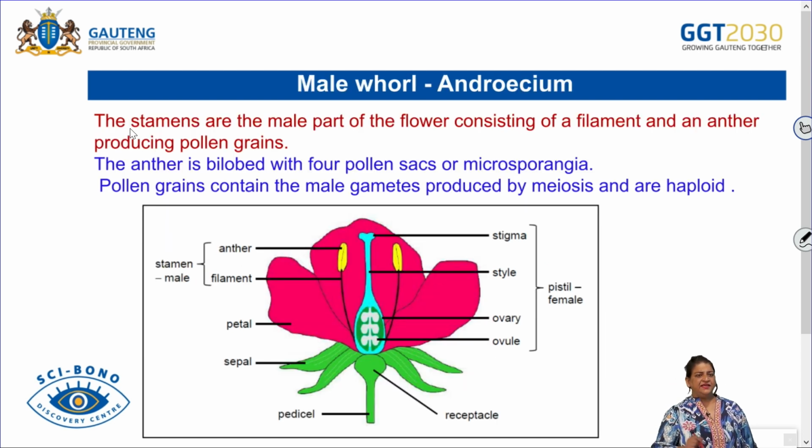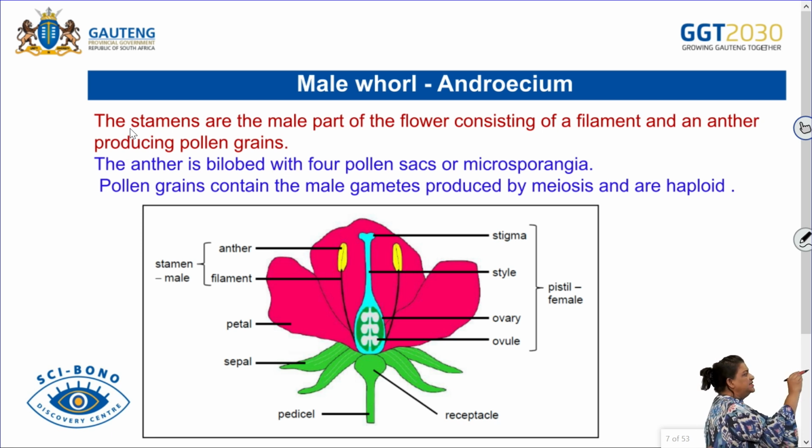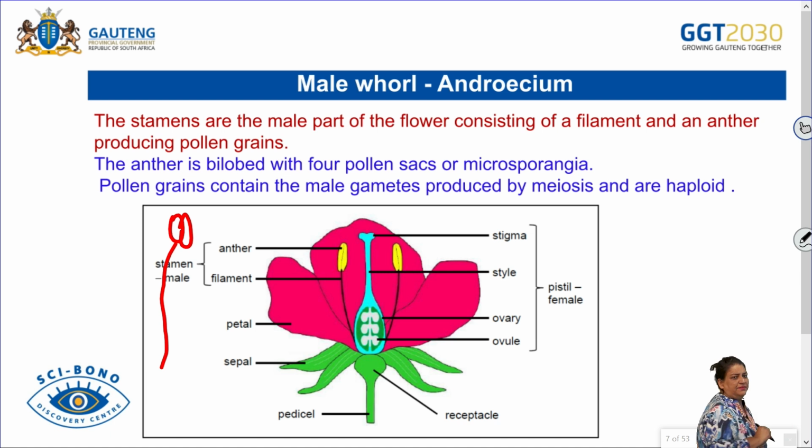Now, let's look basically at only the androecium. The stamens are the male part of the flower, consisting of the filament and the anther. Remember, last lesson we said that the anther produces pollen grains, or we called them microspores, which were diploid. And remember that the anther is bilobed. That means if you look at this anther, you can see that the anther has a lobe like that, and then you have your filament. So it's bilobed, 2 lobes.